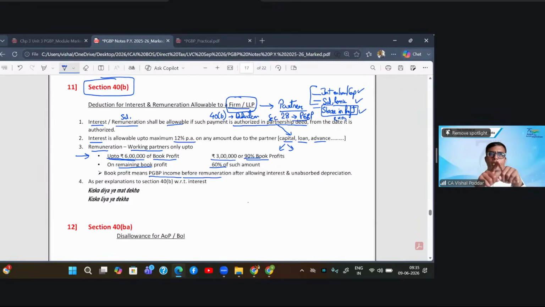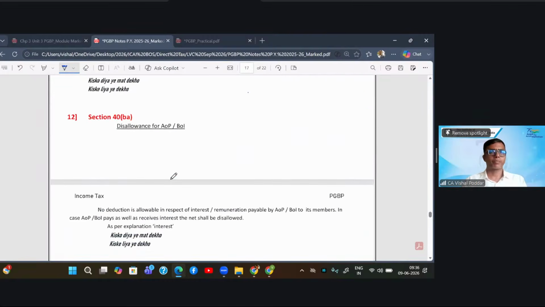So check how much remuneration you have paid to working partners. Let us say out of 5, 3 are working partners, make a total of remuneration paid to them. Compare it with this maximum amount that you have got by this calculation. Whichever is lower is your deduction. I hope this is clear.